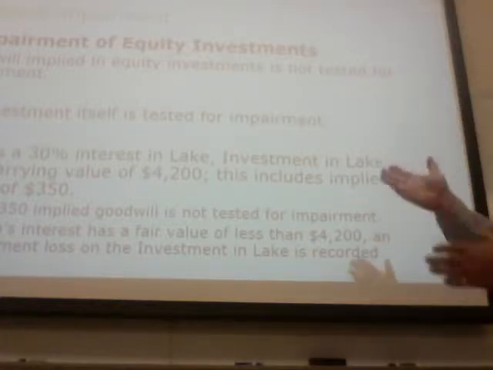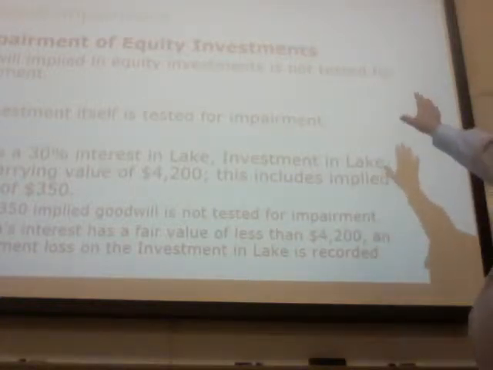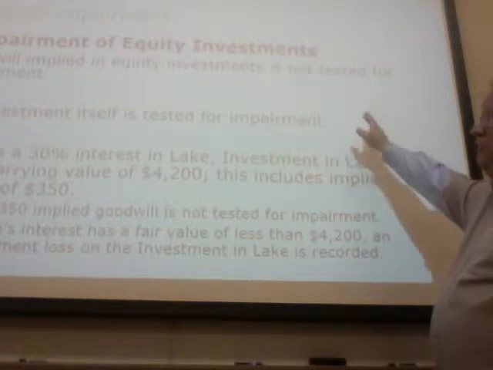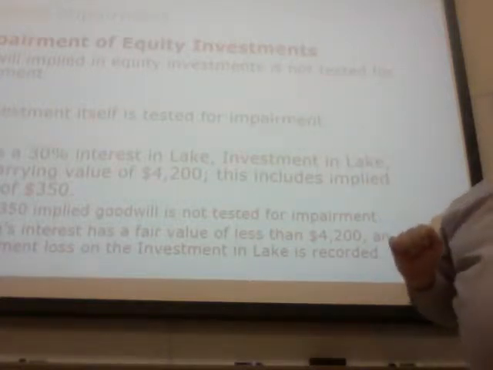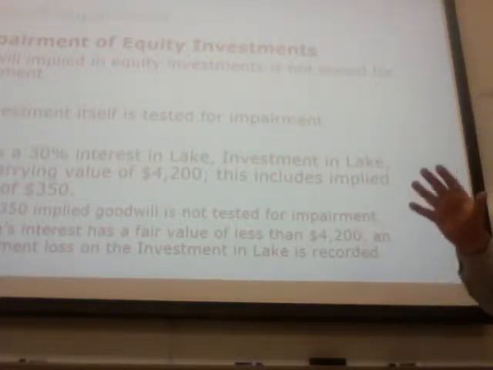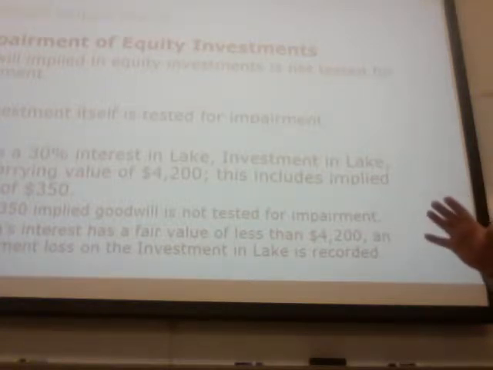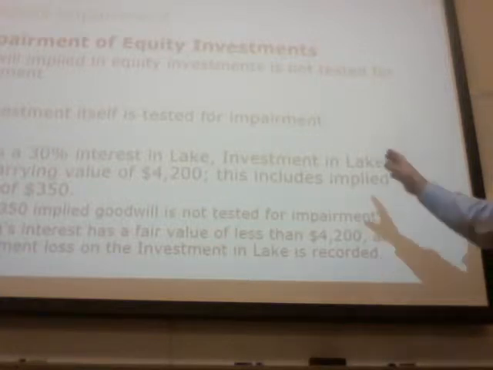Okay, goodwill implied in equity investments is not tested for impairment by itself. The investment itself is tested for impairment. So remember, always, always, always, we're looking at the investment itself. We're testing it for impairment. If we've got recorded goodwill, then we're going to make the adjustment to the goodwill.